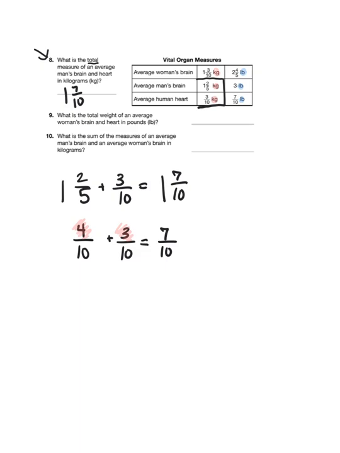Number 9. What is the total weight of an average woman's brain and heart in pounds? So we have to switch over to pounds now. Brain and heart. So 2 4/5 plus 7/10. Our whole number can just move over.